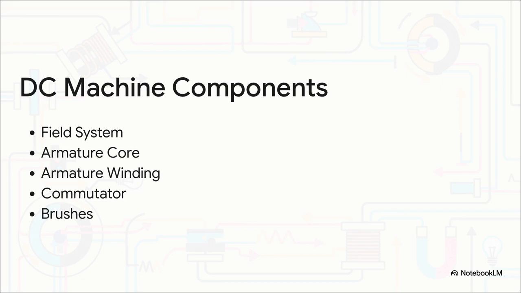So really, all DC machines, whether they're making power as a generator or using it as a motor, they're all built from these same core parts. You need the field system for the magnetism, the armature and its winding to spin inside it, the brushes to make contact, and of course, the commutator to do that crucial AC to DC conversion. They all have to work together in perfect harmony.